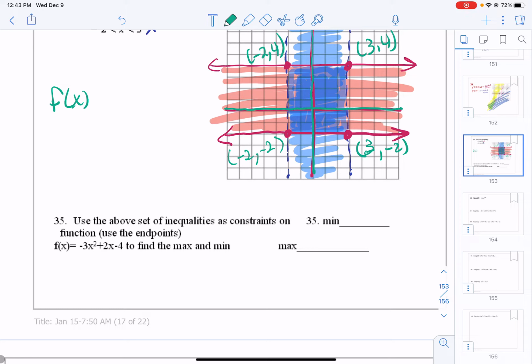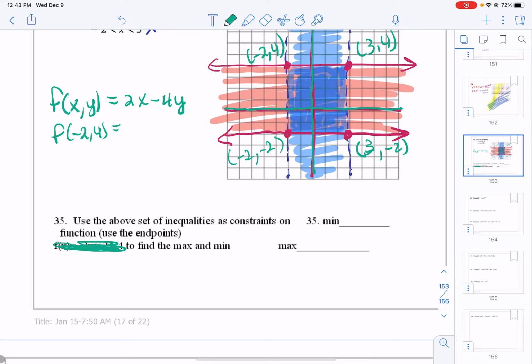Okay, I'm going to use a different function than the one listed there because I need a function of x, y. I'm so sorry. Let's use the function 2x minus 4y. Okay? So please change your function for 35. Let's use 2x minus 4y. And we're going to plug in these 4 points. Negative 2, 4, 3, 4, negative 2, negative 2, 3, negative 2. Okay.